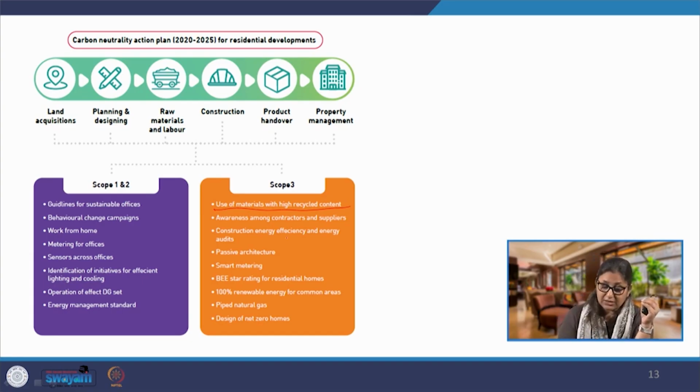Then we are talking about the construction energy efficiency and energy audits. So, energy efficiency during construction phase, we are talking about passive architecture. So, how we can make the buildings passively comfortable, so that less and less energy is required to maintain comfort, or metering. So, we have said it multiple times that anything that we measure is what we start to value, and what we value is what we measure.